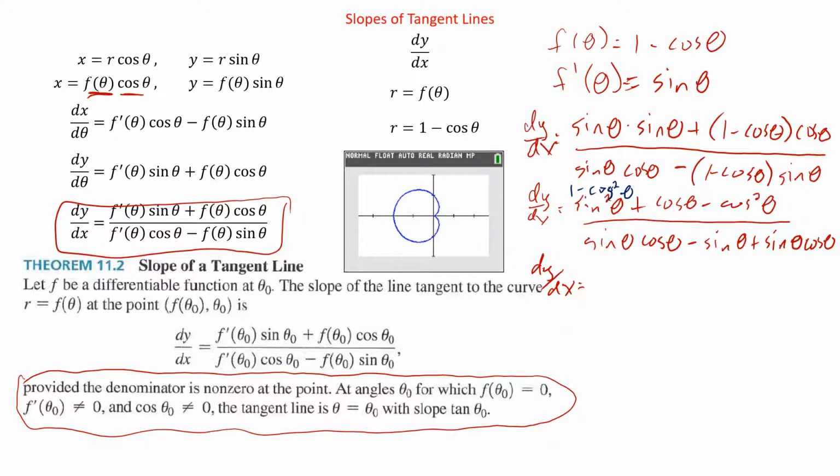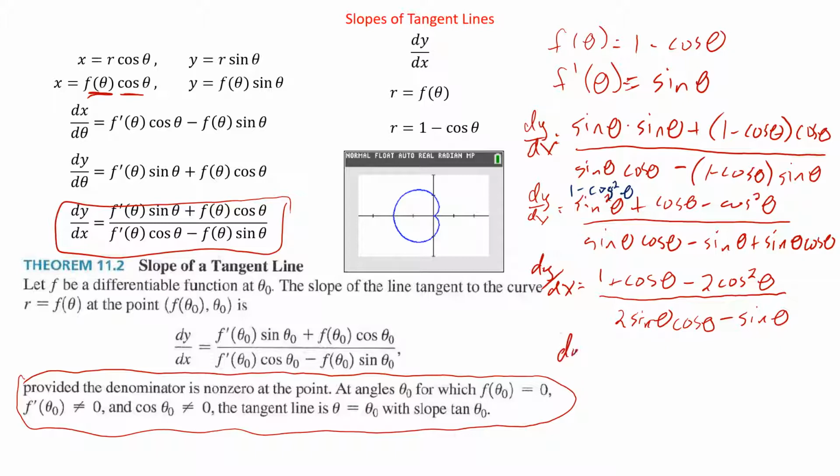Can be kind of nice. So we can combine our like terms there. We'll have 1 plus cosine theta minus 2 cosine squared thetas. That looks like a quadratic, so we'll be able to factor that in just a second. The denominator, we have a sine theta cosine theta, another sine theta cosine theta, so that'll be 2 sine theta cosine theta minus sine theta. So we can factor sine theta there.